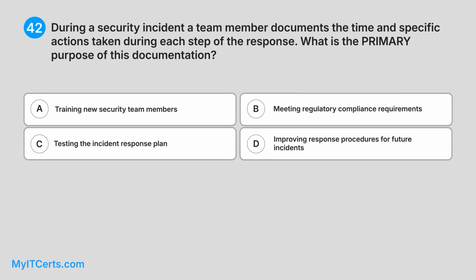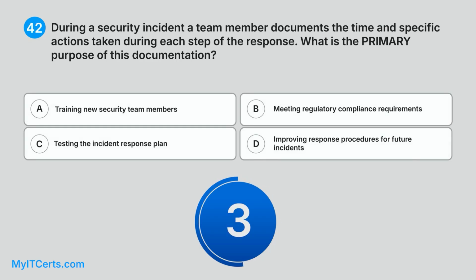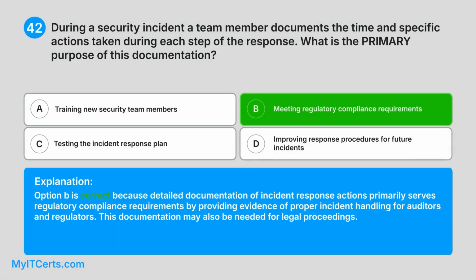During a security incident, a team member documents the time and specific actions taken during each step of the response. What is the primary purpose of this documentation? A. Training new security team members. B. Meeting regulatory compliance requirements. C. Testing the incident response plan. D. Improving response procedures for future incidents. Can you guess the answer? Correct answer. B. Meeting regulatory compliance requirements.